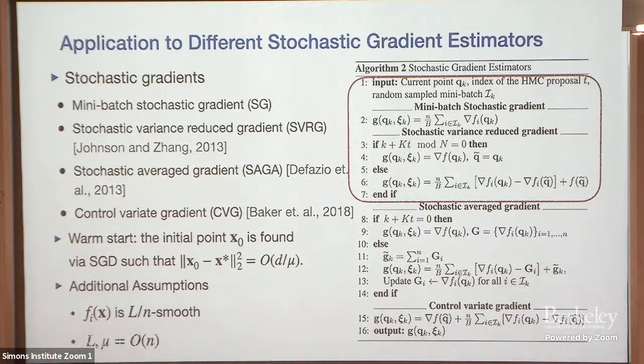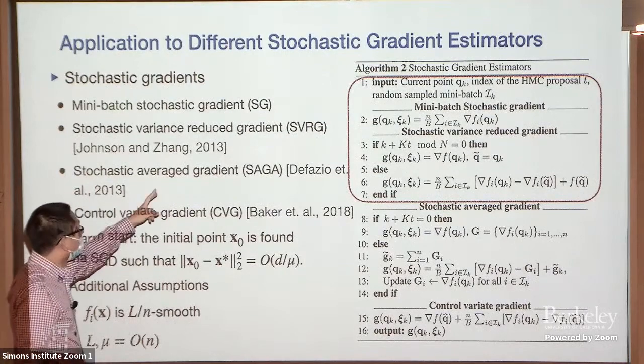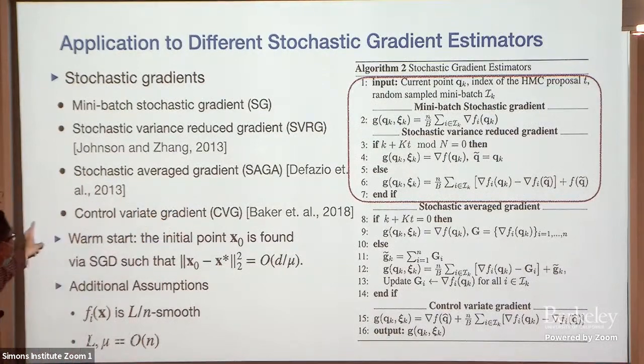Okay, and now let me showcase some applications of this general result when we apply it to different stochastic gradient estimators. So we can apply it to mini batch stochastic gradient, or we can apply it to ACVRG, which is a variance-reduced stochastic gradient estimator, or the stochastic average gradient called SAGA, or control variate gradient. Due to time limit, I will just focus on the first two. And for the remaining results, you can find them in the paper.